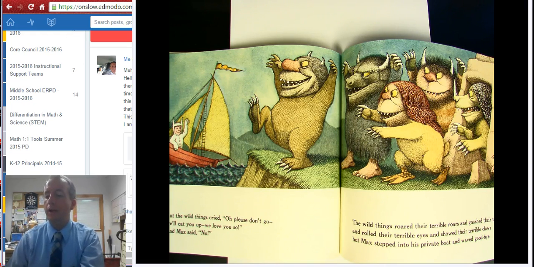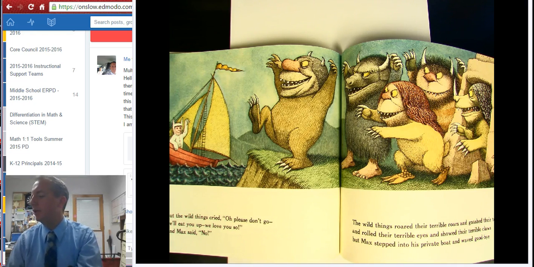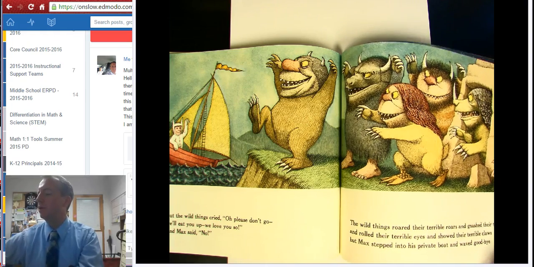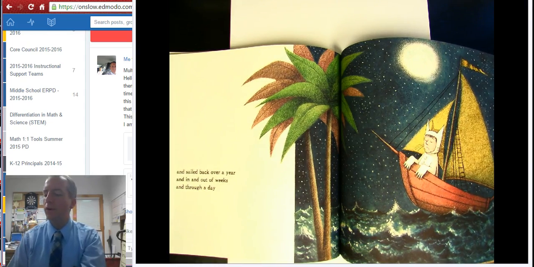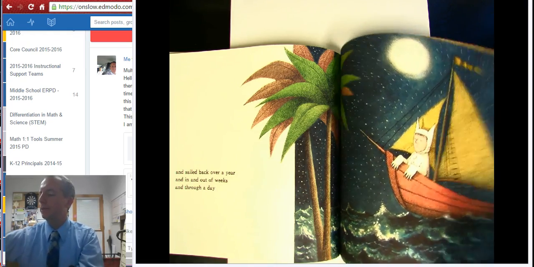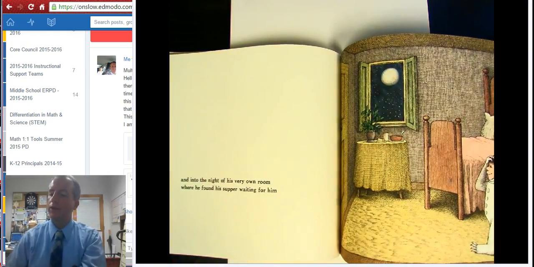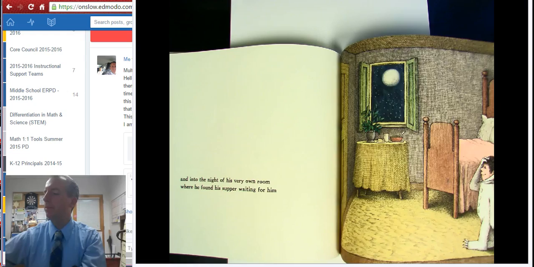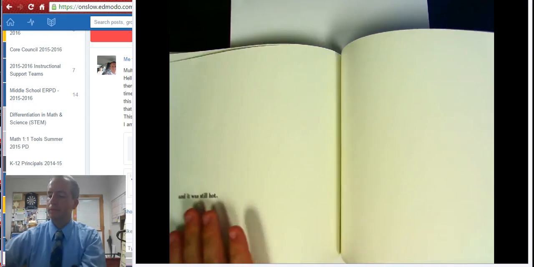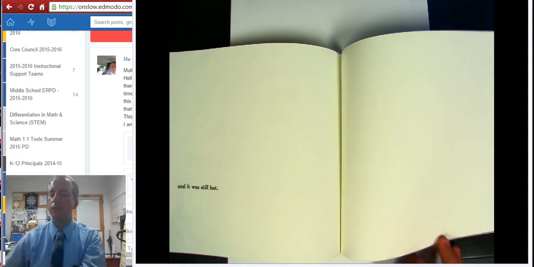And Max said, "No." The wild things roared their terrible roars and gnashed their terrible teeth and rolled their terrible eyes and showed their terrible claws. But Max stepped into his private boat and waved goodbye and sailed back over a year and in and out of weeks and through a day and into the night of his very own room, where he found his supper waiting for him. And it was still hot.